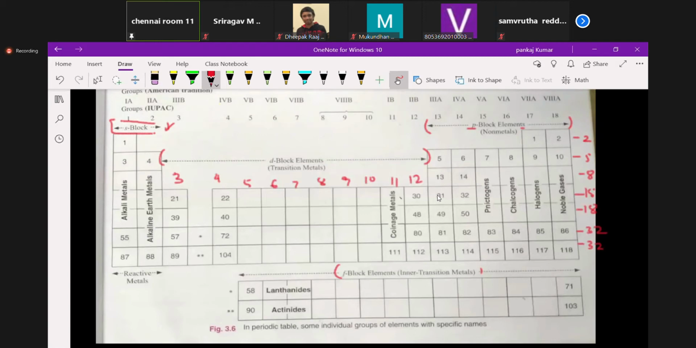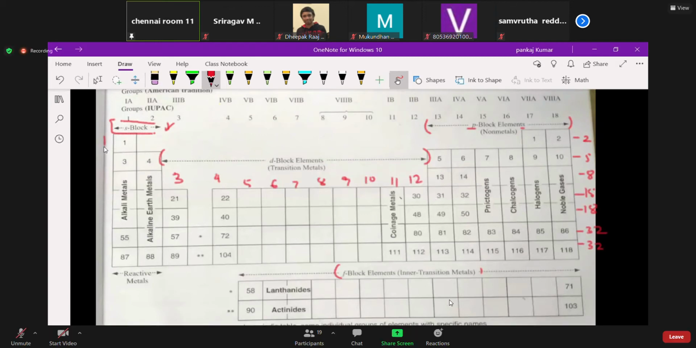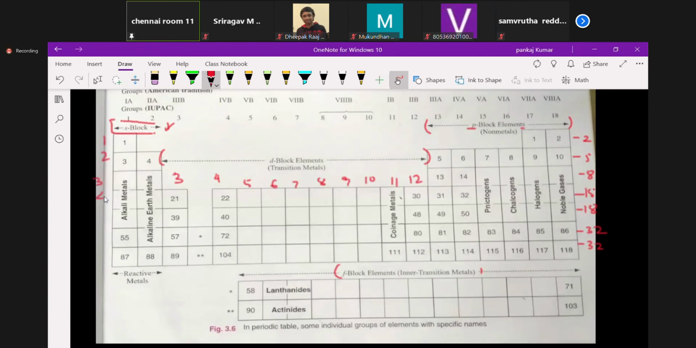Understood now? This is the first row, second row, third row, and fourth row. We have fifth, sixth, and seventh rows, so there are seven rows in total. But in the fourth row, you can see this is the 3d series, when electrons go into the 3d block. This is the 4d series, and this is the 5d series, because electrons go on filling the 5d.